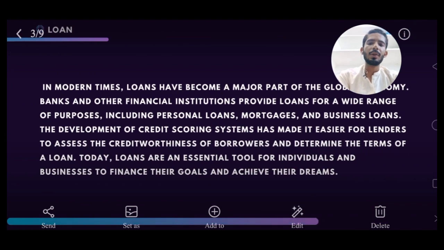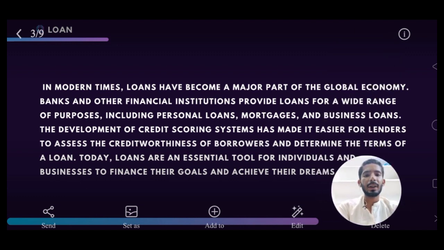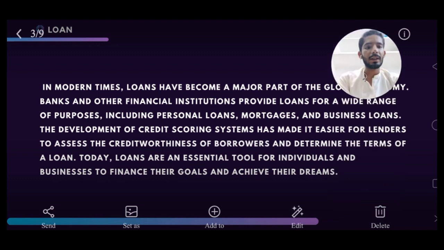practices. In modern times, loans have become a major part of the global economy. Banks and other financial institutions provide loans for a wide range of purposes, including personal loans, mortgage loans, and business loans. The development of credit scoring systems has made it easier for lenders to assess the creditworthiness of borrowers and determine the terms of a loan. Loans are an essential tool for individuals and businesses to finance their goals and achieve their dreams.